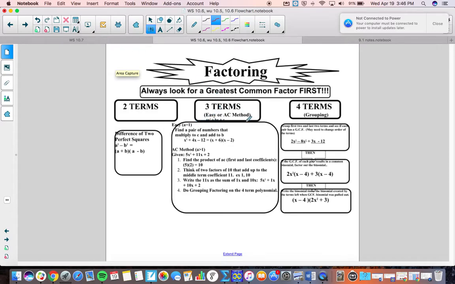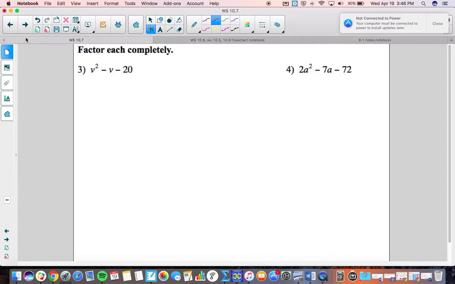Then look if the number in front of the x squared is equal to 1, we can do this easy method. And it is. Awesome. So we're going to make our diamond, and the negative 20 goes on top. We're looking for ways to multiply to negative 20 and add to negative 1. So look at your factor chart. It needs to be 1 positive and 1 negative. So negative 5 and positive 4 multiply to negative 20 and add to negative 1. Because we're using the easy method, we just take these solutions and plug them in after our factored form.